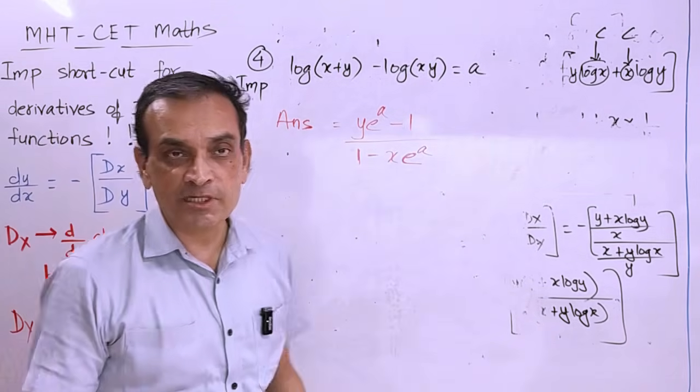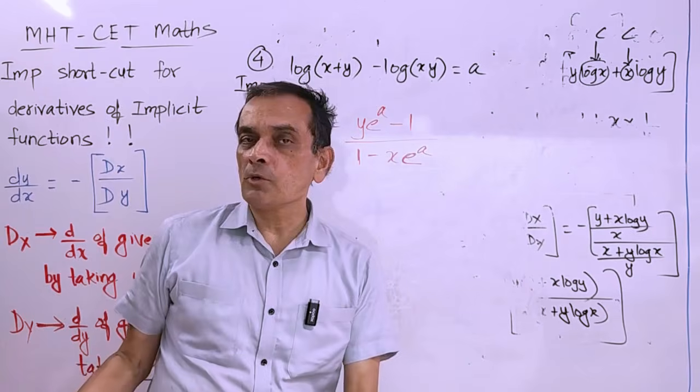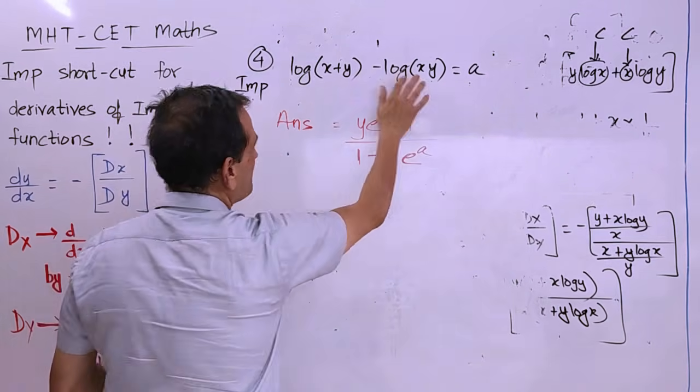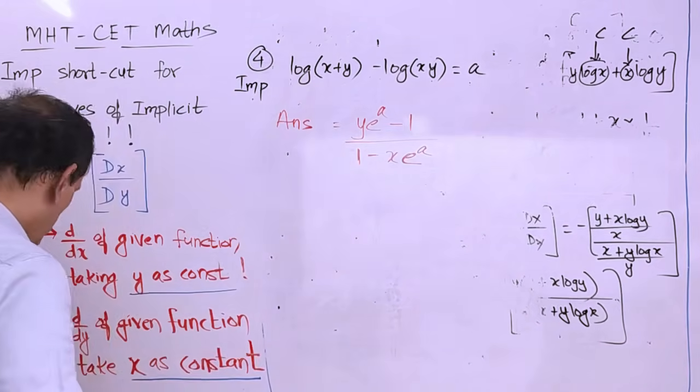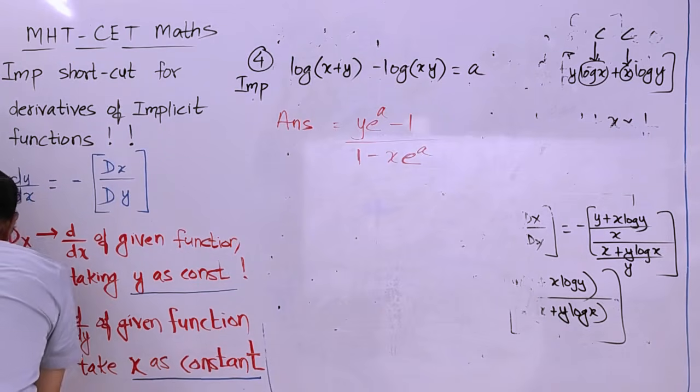How do you recognize an implicit function? It is not an equation of the form y equal to something; a general equation in x and y is given. Okay, so shall we start?